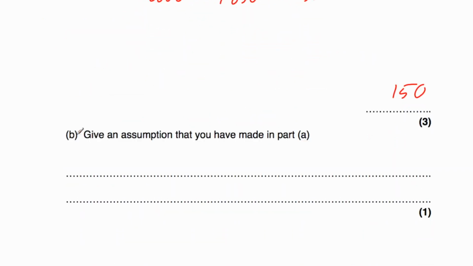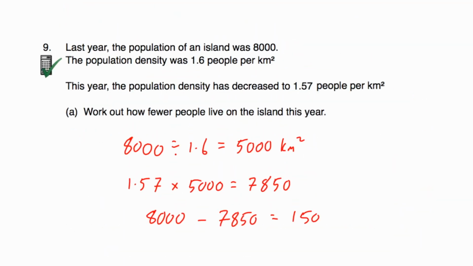Okay, and part B. Part B gives an assumption that we've made in part A. Now, if you have a look at part A, we have used the same area, the 5,000 square kilometres, for last year and this year. Now, the area of the island may not necessarily stay the same. Perhaps due to rising sea levels, it could have decreased. Perhaps they have reclaimed some land. We weren't actually told any information about the area, so we've made the assumption that the area of the island has stayed the same between last year and this year. So let's write that down.